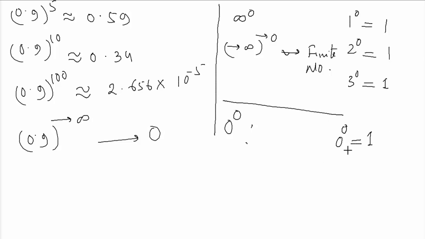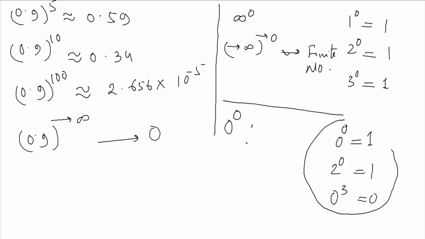This is correct. Even 2 to the power 0 is 1, and 0 to the power 3 is 0. These are exact 0. So these are the quantities, the numbers that we need to know. So we are getting here 0 to the power 0, tending to 0, tending to 0. So this is also an indeterminate situation. So we need to work on these indeterminate situations.